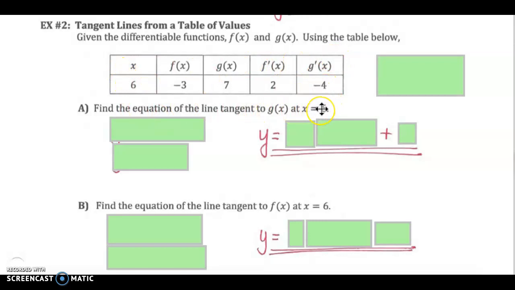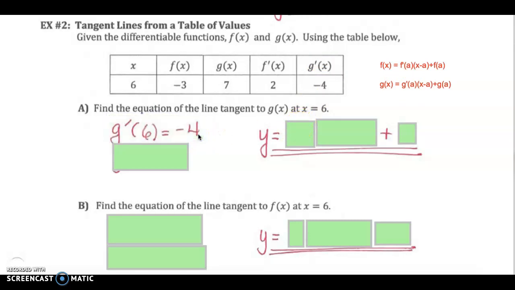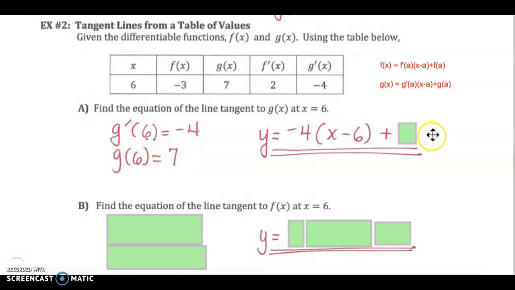So all we need to know in order to make an equation for the tangent line, here are the equations here. I changed these, they mean the same thing. I just changed one to look like g of x, so it wouldn't be as confusing. So we want to find g prime of 6 in this case. So g prime of 6 is -4, and that goes here. Then we have x minus a, so x minus 6, that goes there. And then we want our g of a, so g of 6 is 7, and that goes here. So that's all you have to do for these.